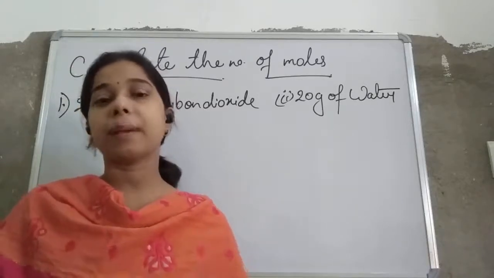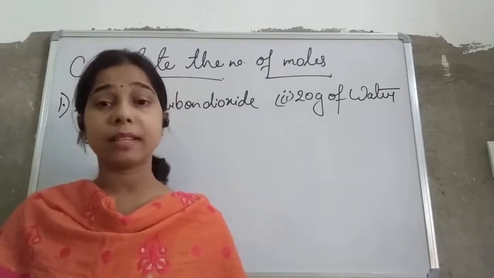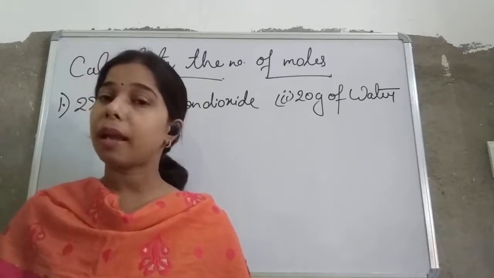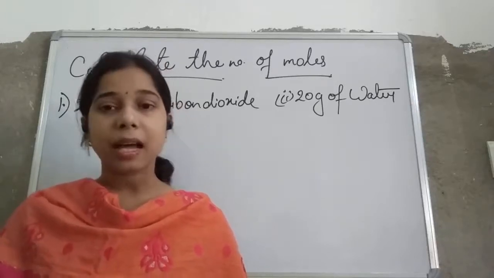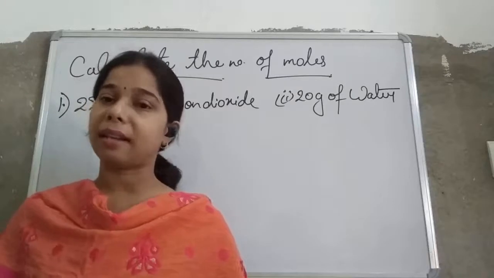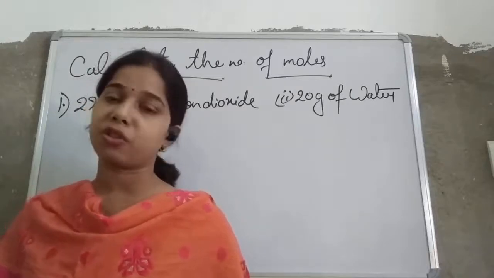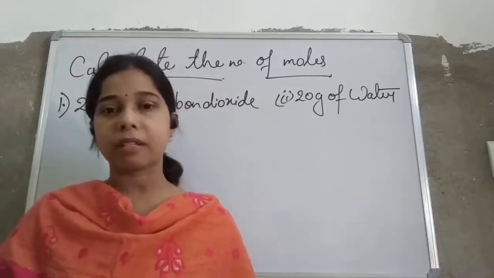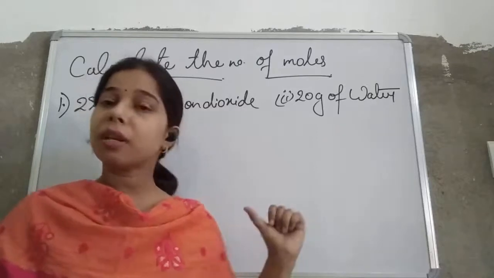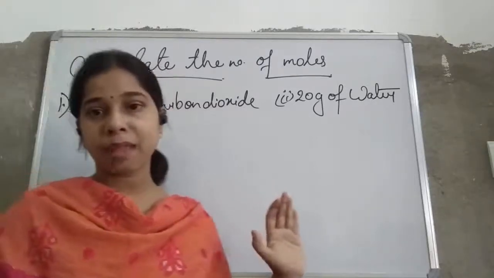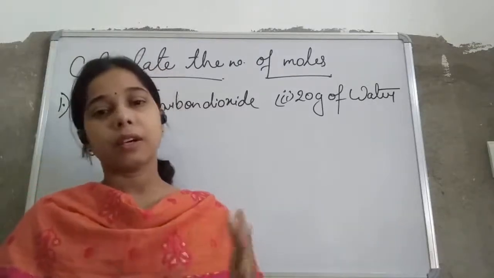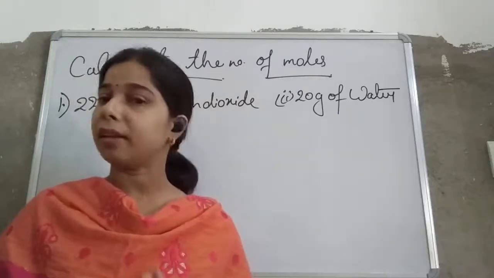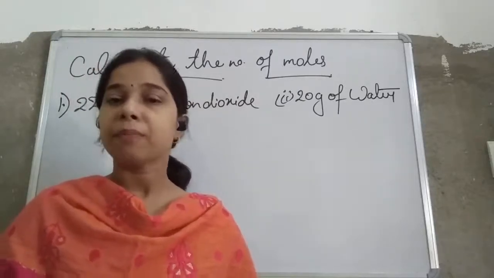Then we came to know about moles: n is equal to small m by capital M, as well as n is equal to capital N upon N naught, which shows the relationship with the number of particles. Now today we will continue with the same and discuss numericals related to finding the mole, mass and number of particles.